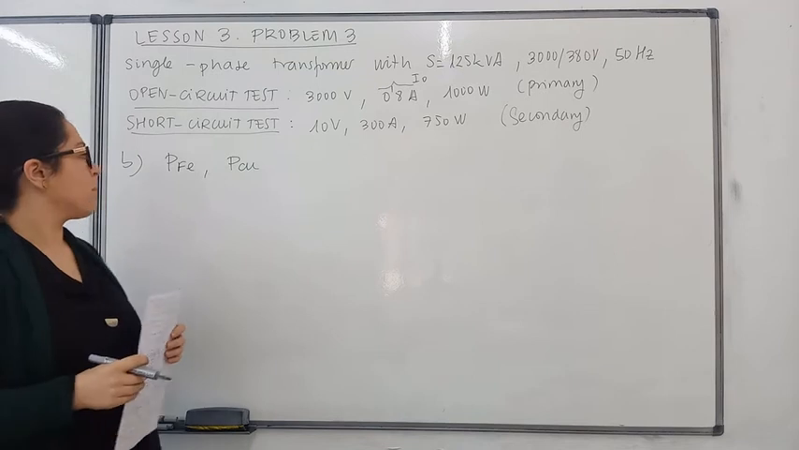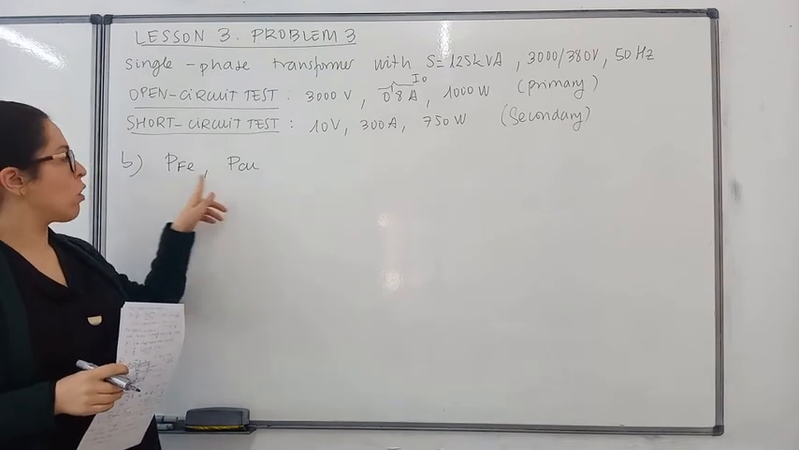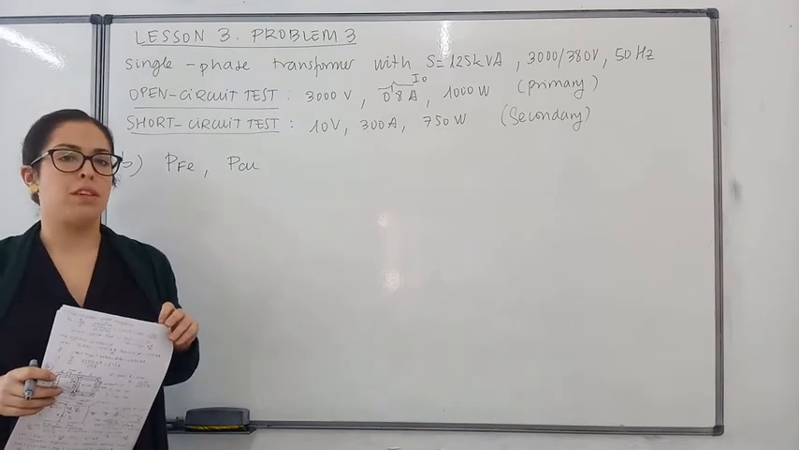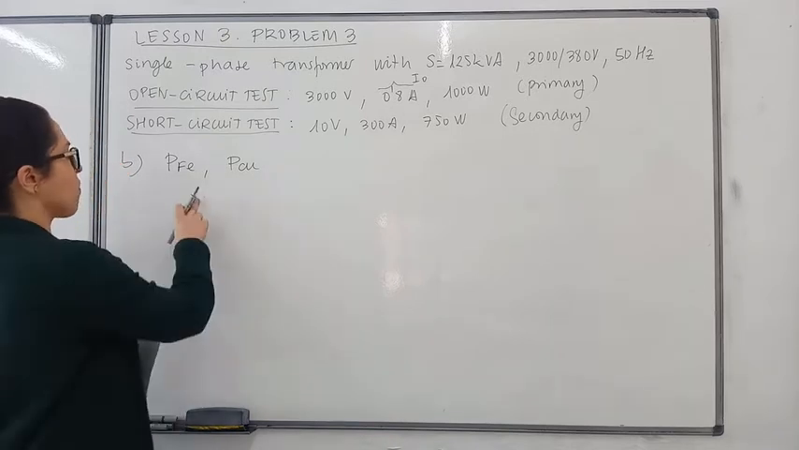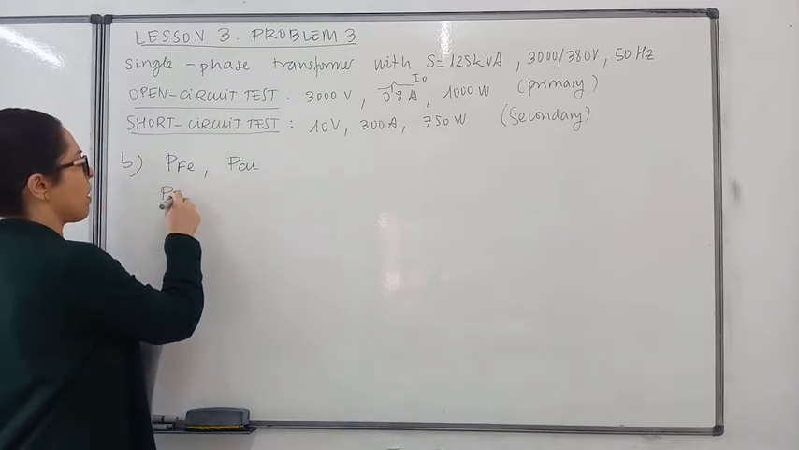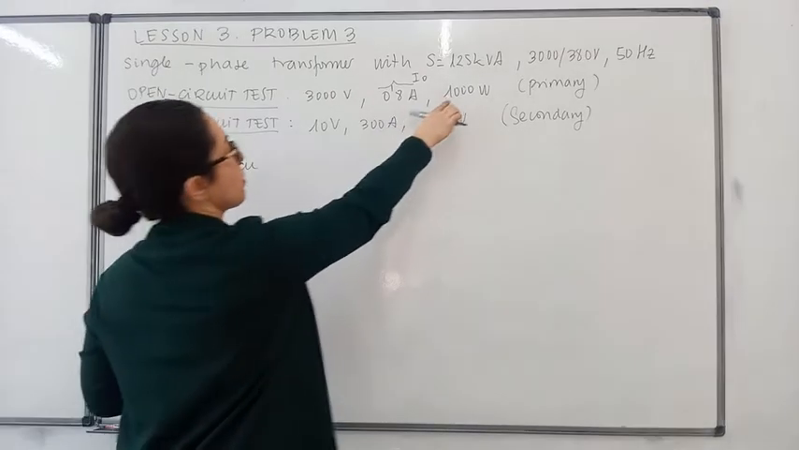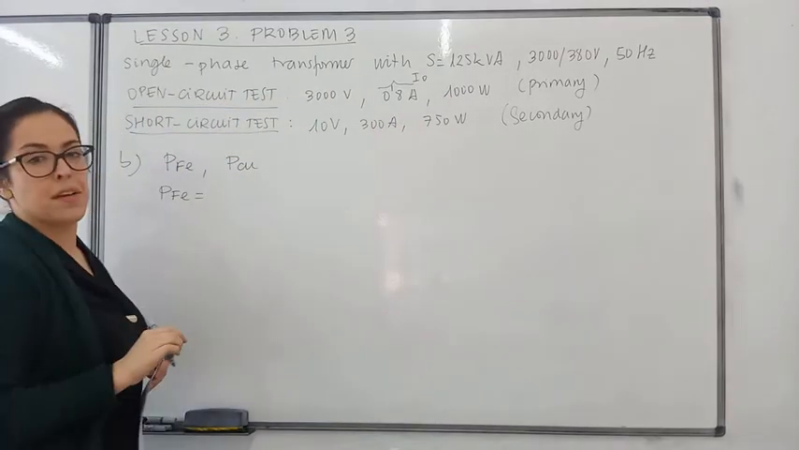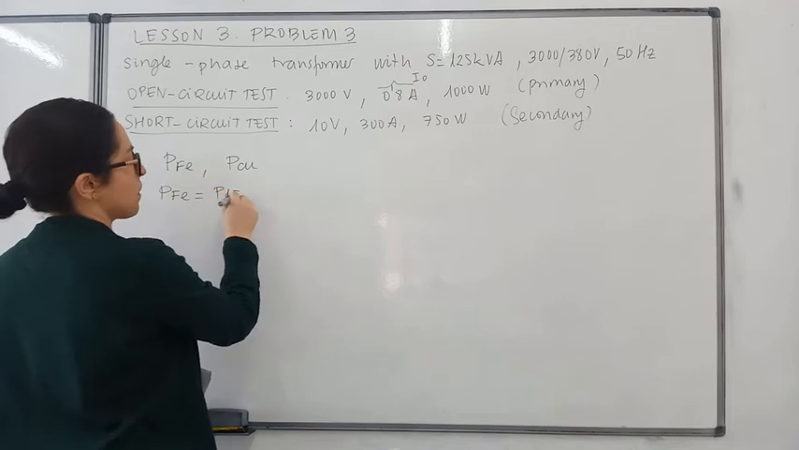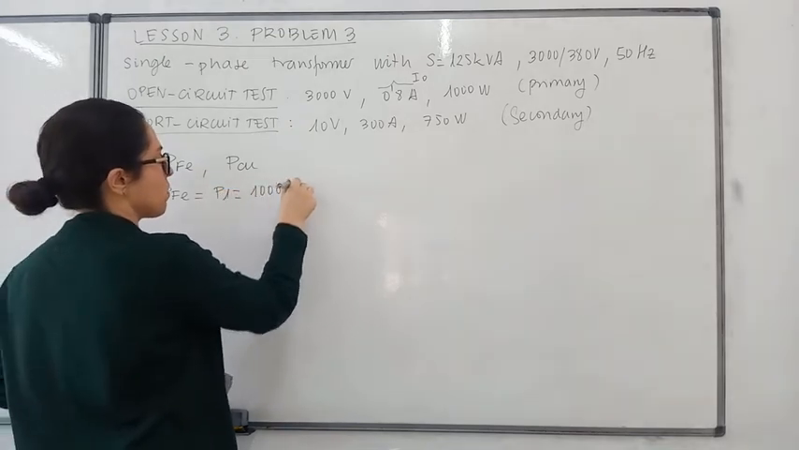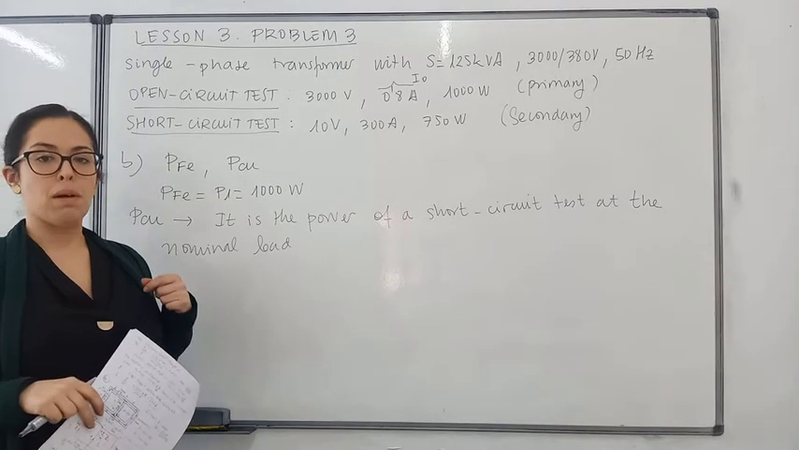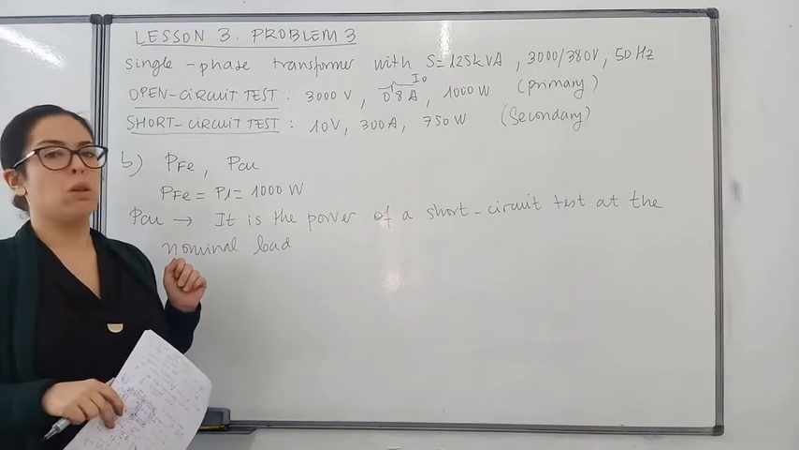In question B, they ask the power of iron losses and the power of copper losses at full load. First of all, the power of iron losses is directly the power measured in the open circuit test in the primary winding. So that is 1000 watts. What about the power of copper losses at full load?